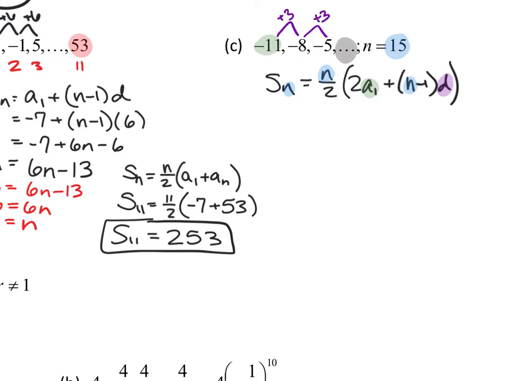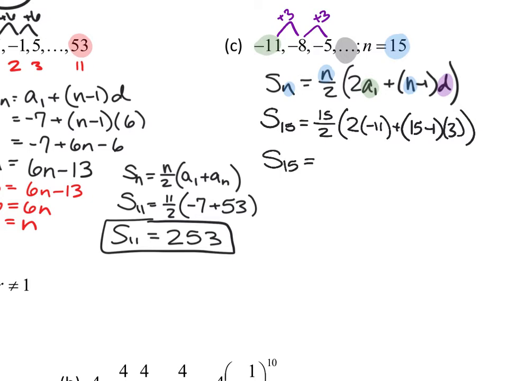That means I know every single thing to plug into this formula, and I can just go ahead and plug it in. S sub 15 is going to be equal to 15 divided by 2 multiplied by 2 times negative 11 plus 15 minus 1 times 3. Throw all of that into a calculator or do it in your brain piece by piece. You get S sub 15 is equal to 150. So the sum of the series for 15 terms that we have here would be 150. That's the partial sum.